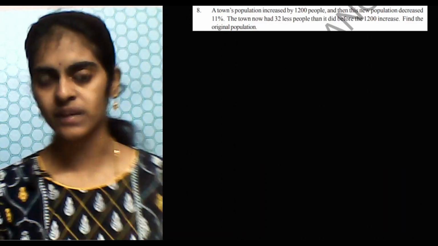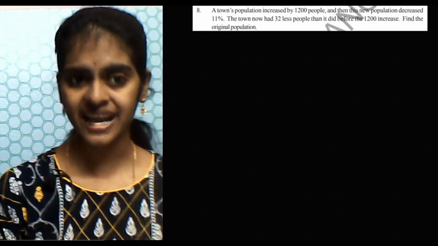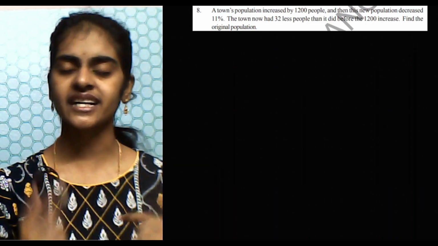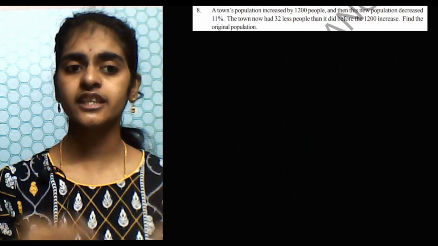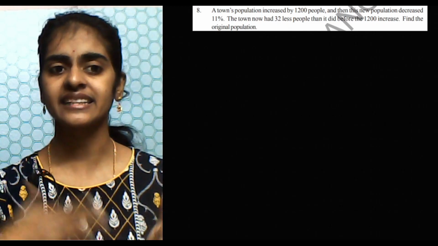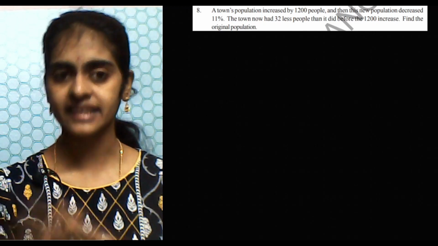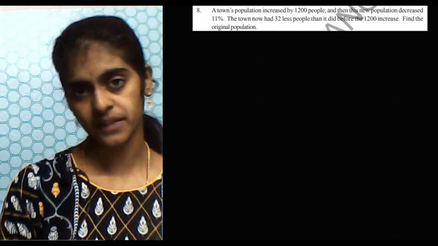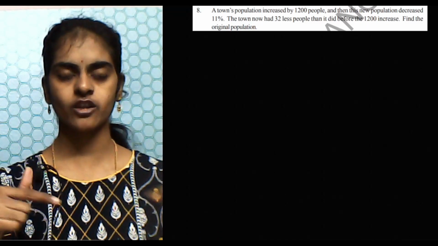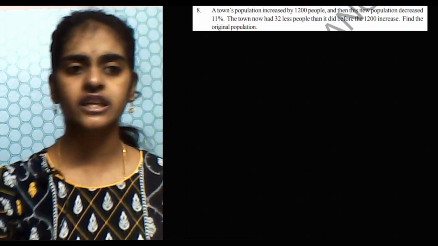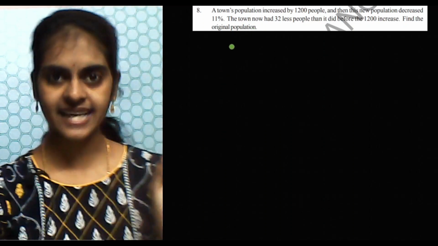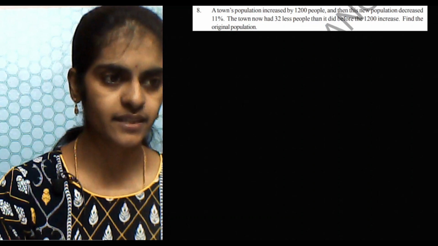A town's population increased by 1200 people and then this population decreased by 11%. The town now had 32 fewer people than it did before the 1200 increase. So find the original population. In this question also we are going to do it in the reverse order. Firstly, we don't know the original population, so I'll take it as x. Okay, let me start the problem.